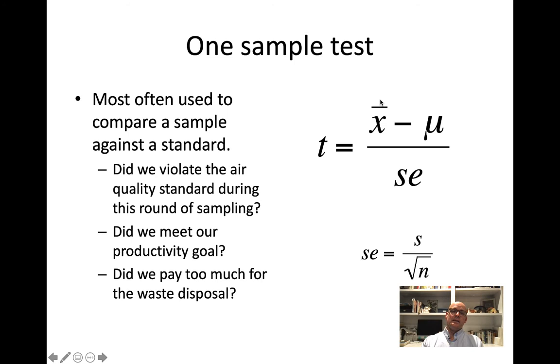The one-sample t-test is standardizing the difference. In other words, it's trying to get a good representation of what we expect the population to look like. How different are we when we take the sample? How different is the sample from this population mean, mu? And then we standardize it by the standard error. What t is then is a measure of the difference between the sample and some standard.